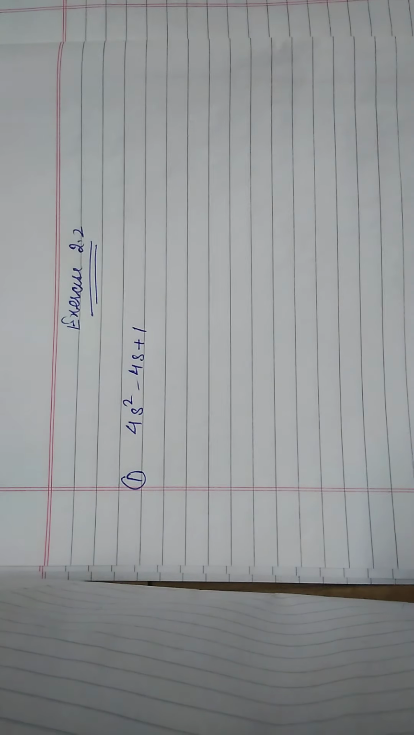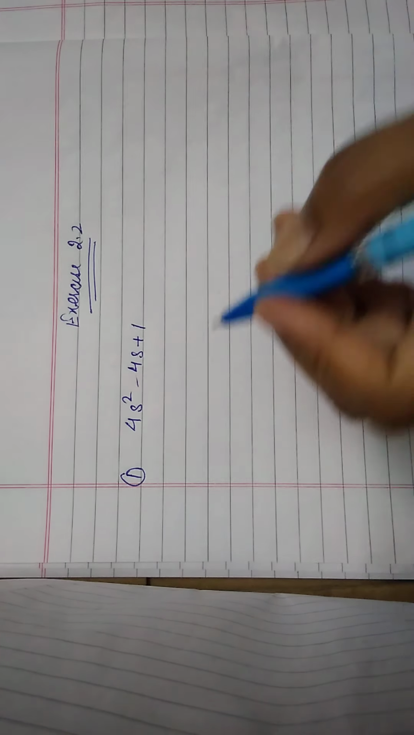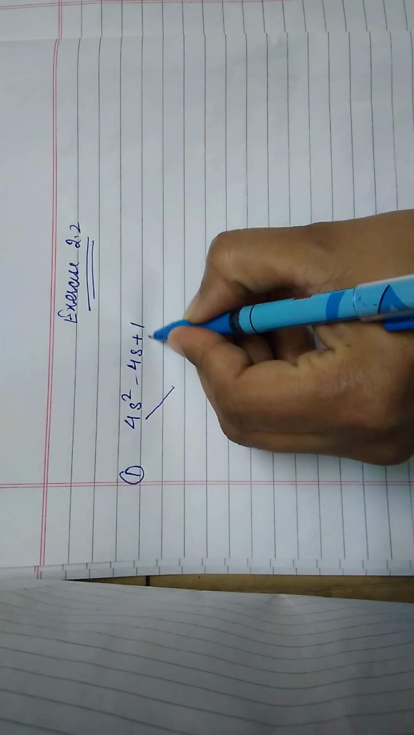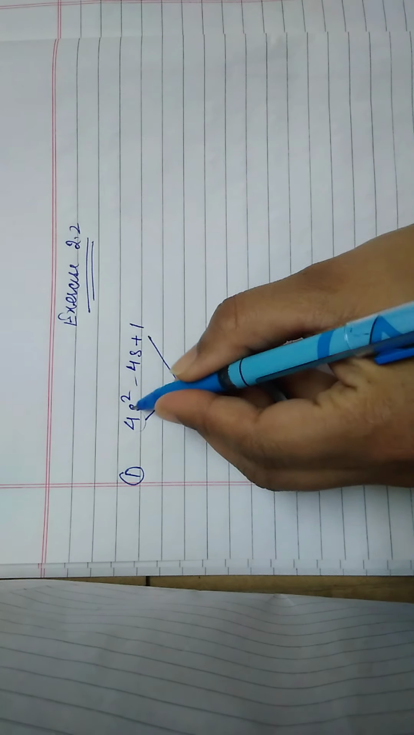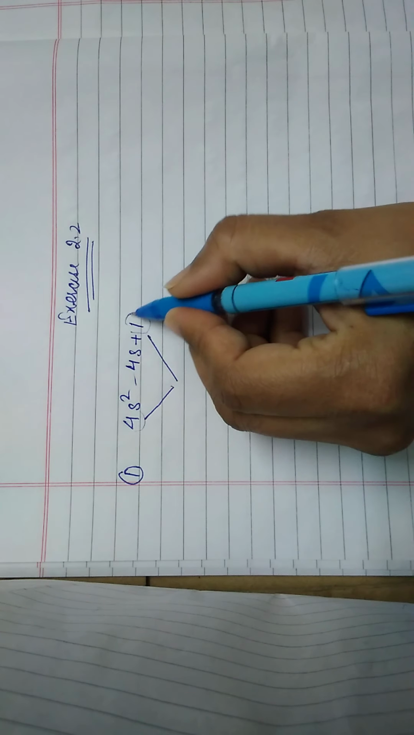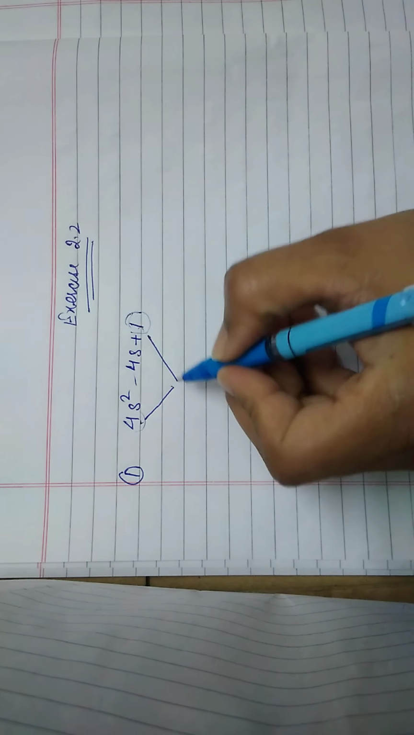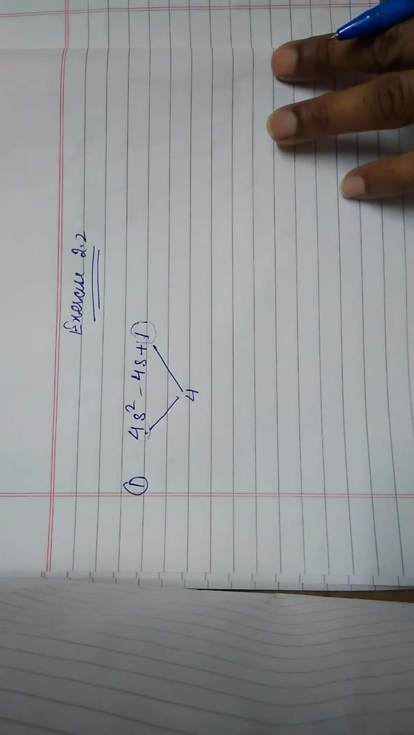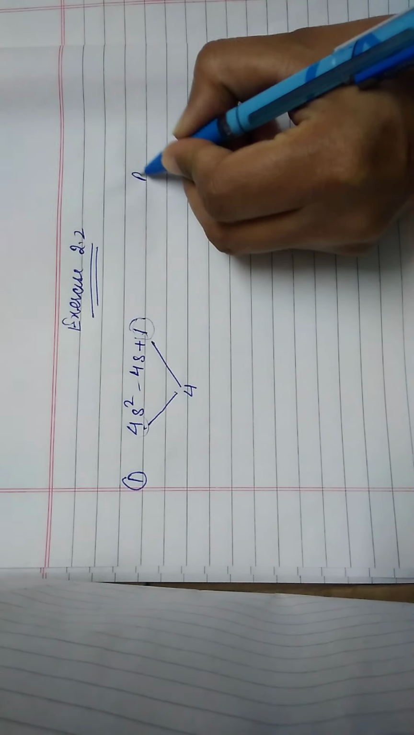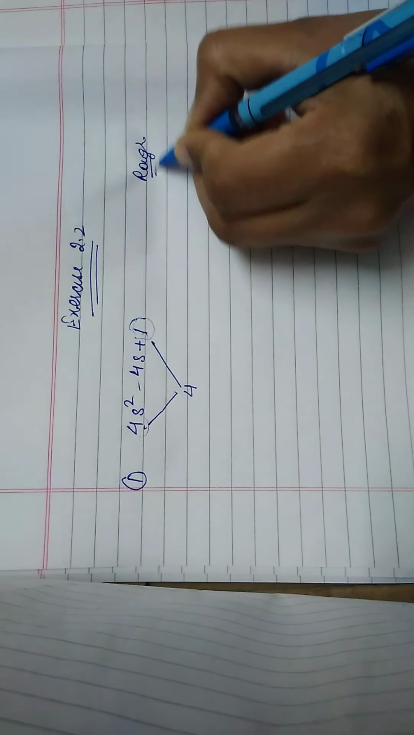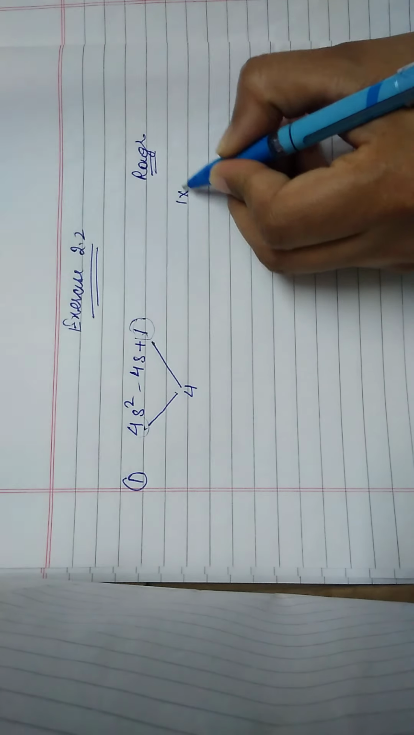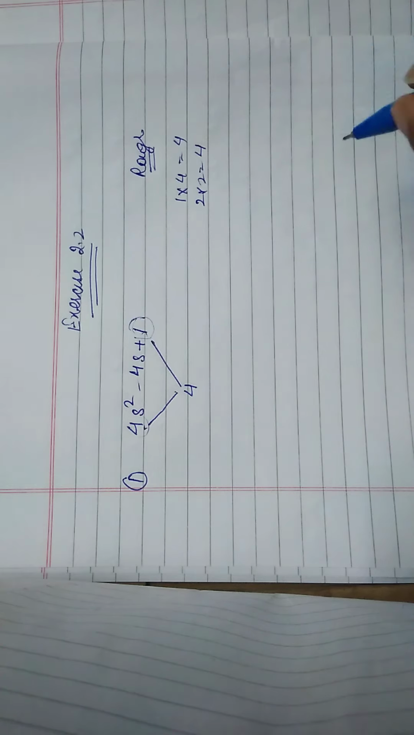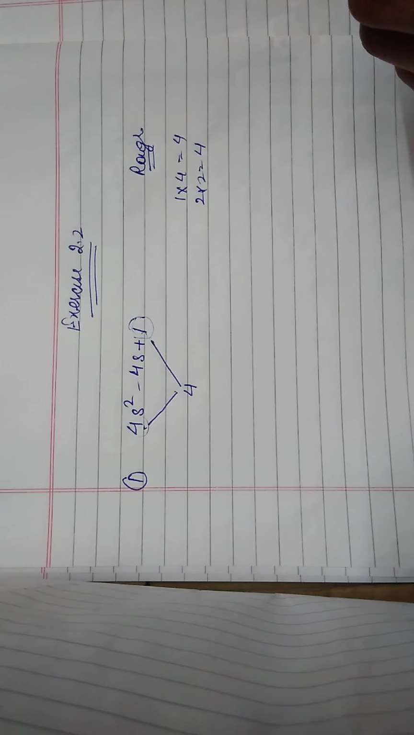Making their factors with the help of splitting the middle term. Here the coefficient is 4, here the coefficient is 1, constant term is 1. So 4 1s are 4. We want two digits whose multiplication is 4. In rough work, you can check. 4 1s are 4, 2 2s are 4. We have two pairs whose multiplication is 4.